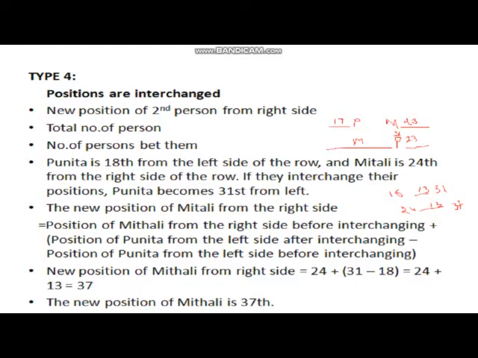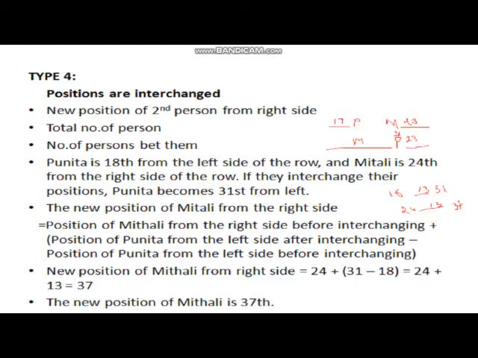See, first Punita is in 18th position and Mitali is in 24th position, and they are interchanged, that is Mitali goes to Punita's position and Punita to Mitali's position. Okay, so the current position of Punita is given as 31st, that is it is changed from 18th to 31st. So on subtracting, you get 13 positions changed. Similarly, Mitali will also get 13 positions changed from right. So on adding 24 to 13, we get 37. So the new position of Mitali from right will be 37.